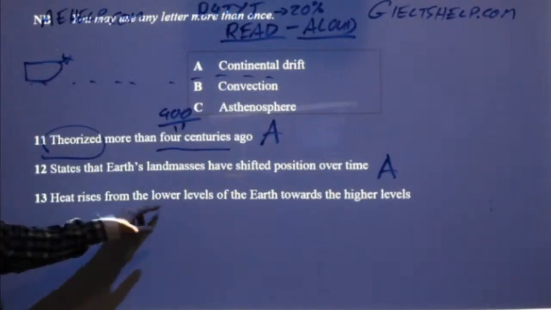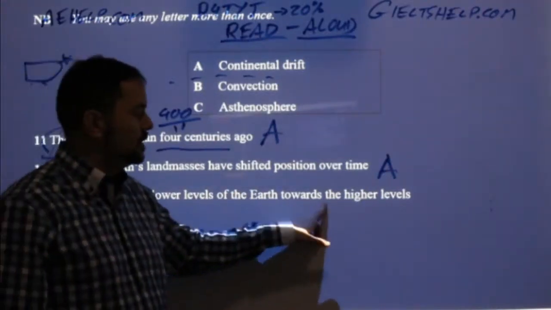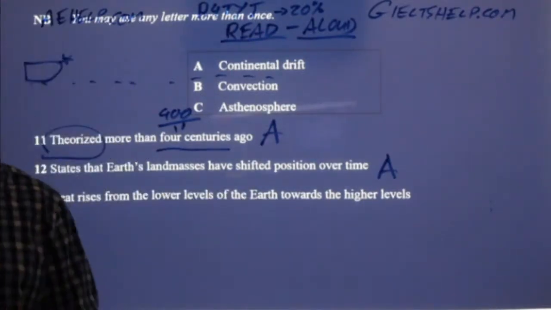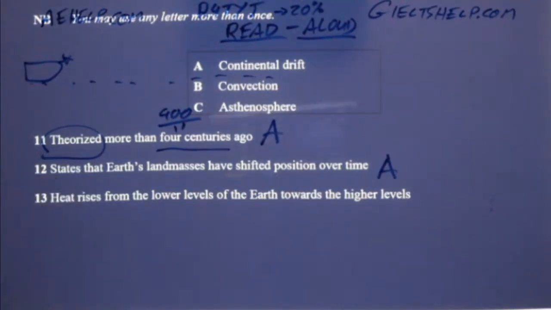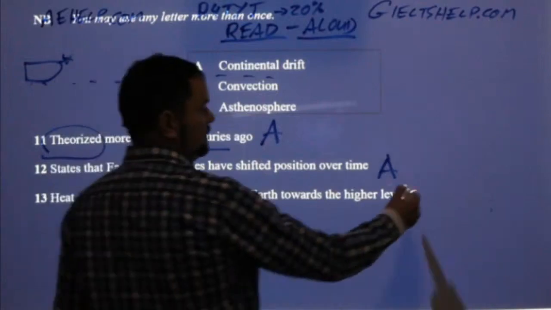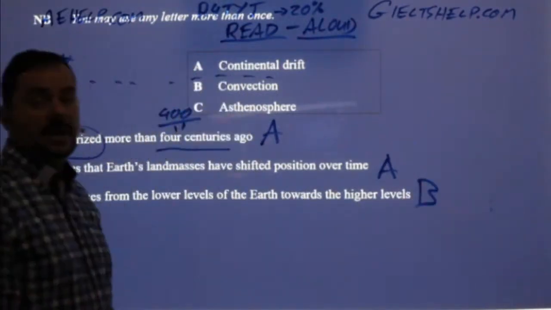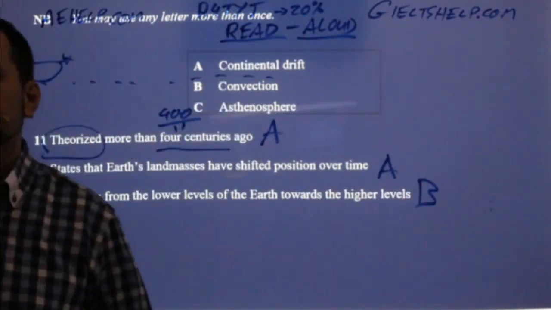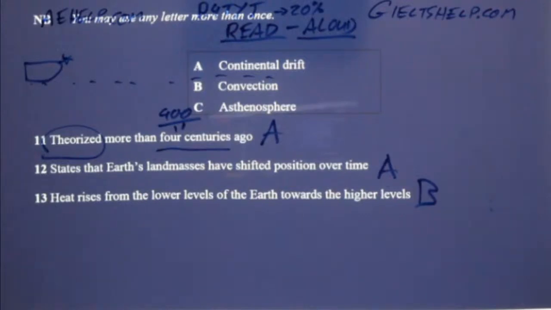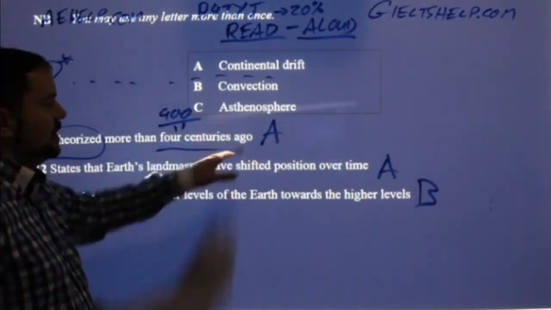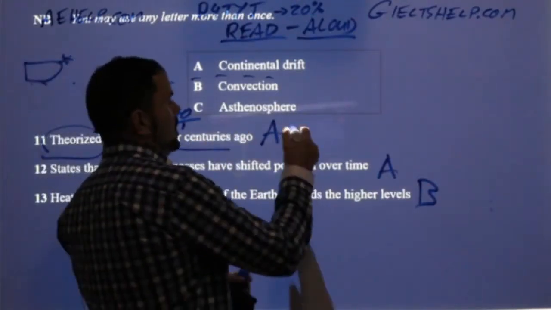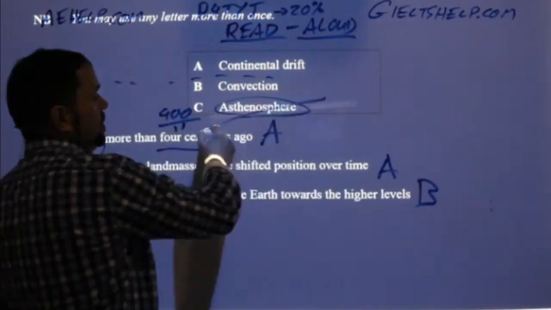Heat rises from the lower levels of the Earth towards the higher levels. So, heat rising is convection, B. Okay? So, A, B. Right? A, B. Okay? Asthenosphere is the layer of the Earth that's under the crust. Okay? This one you shouldn't answer, all right?